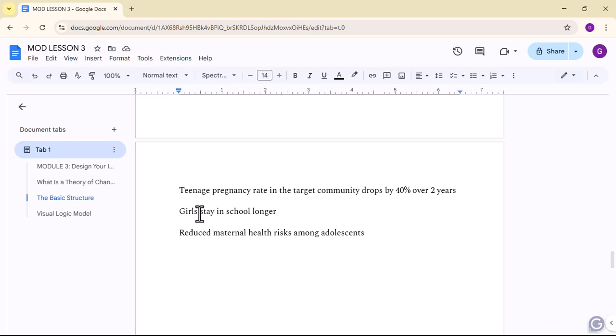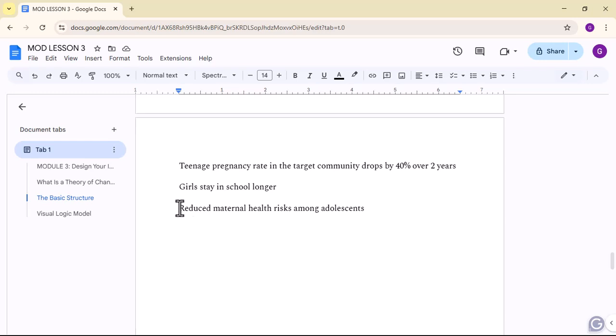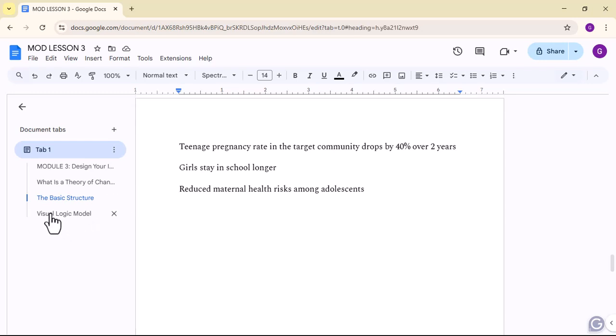So if your output does not lead to real outcomes, funders will question your logic. If your activities feel weak, they will doubt the result also. That is why theory of change helps you to align everything from design to delivery. So let's look at the visual logic model.